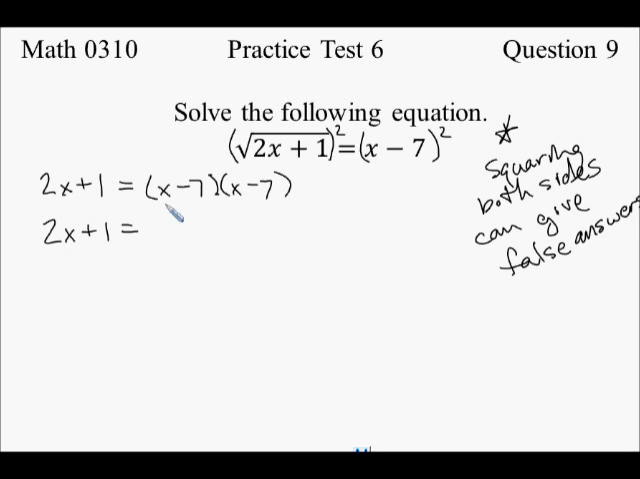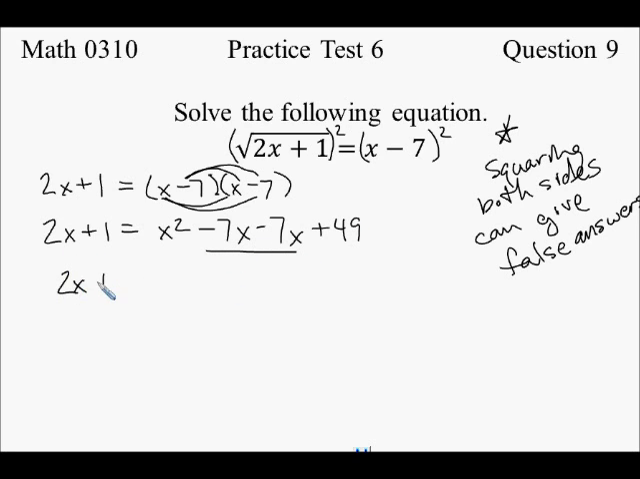First we distribute the x. X times x is x squared. X times negative 7 gives us negative 7x. And now we distribute the negative 7. Negative 7 times x gives us another negative 7x. And negative 7 times negative 7, we get a positive 49. Alright, and now we can see we have like terms that we can combine. So we have 2x plus 1 equals x squared minus 14x plus 49.